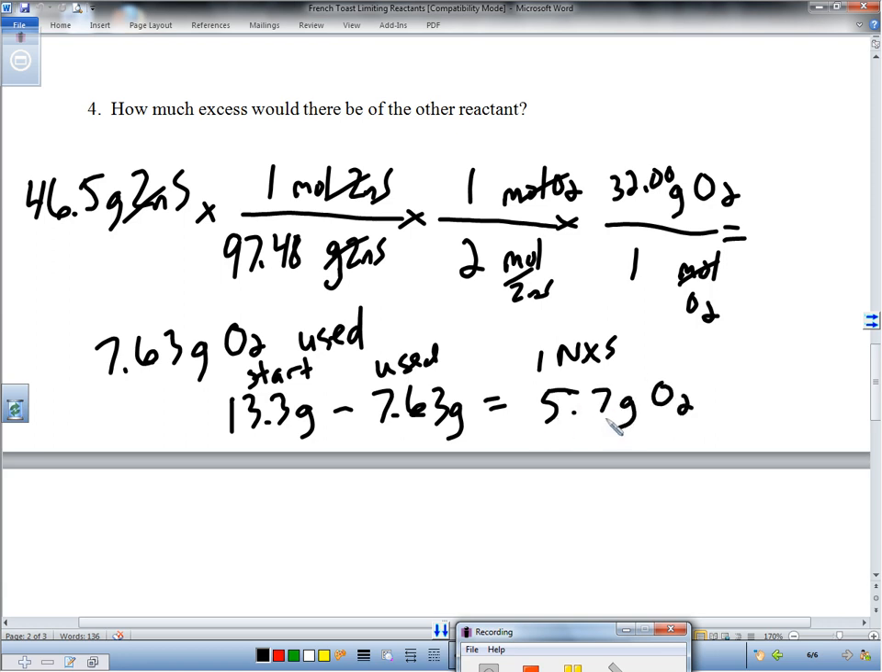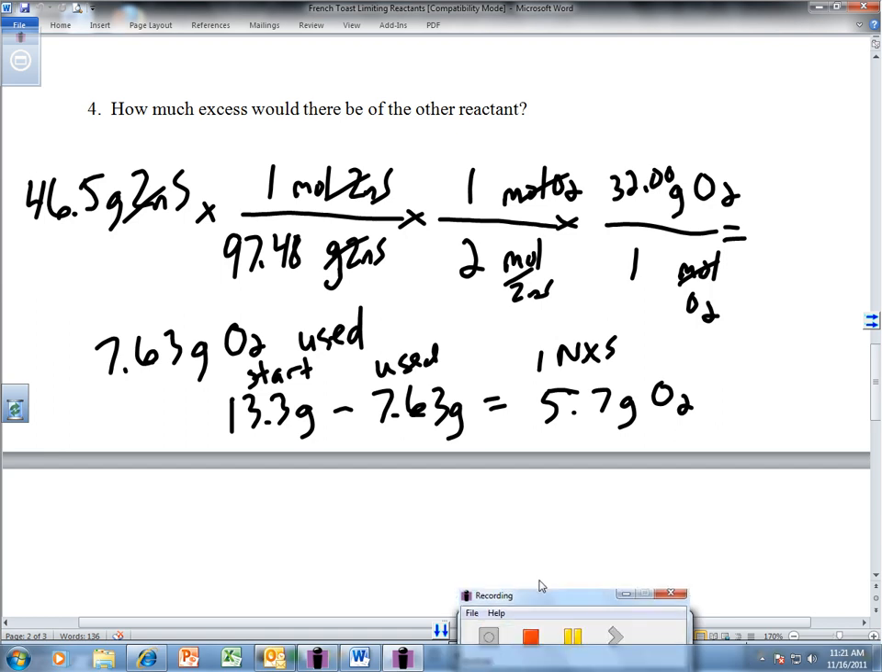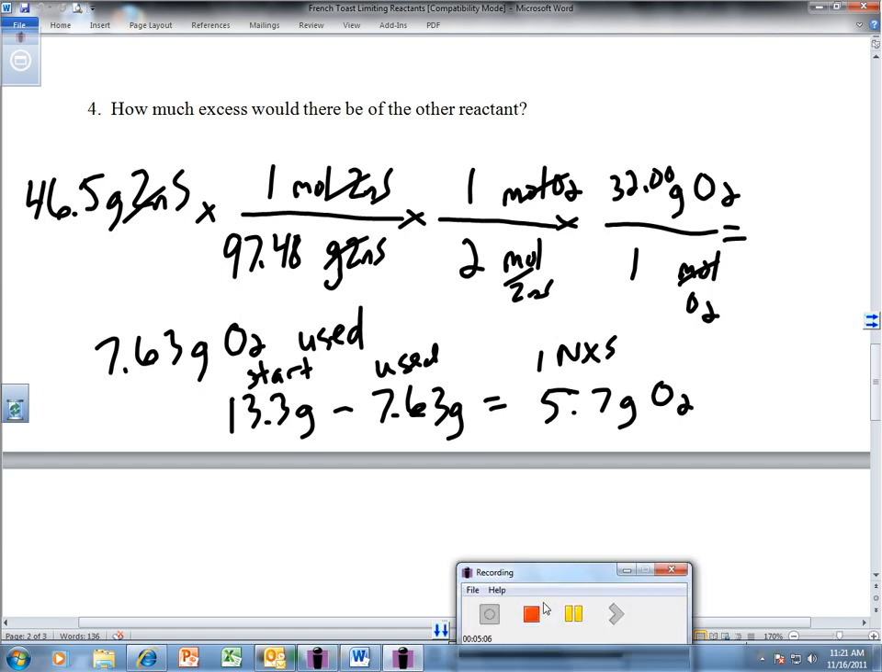The reason that it's only 1 number past the decimal is because 13.3 is only 1 number past the decimal. The 7.63 is 2 numbers past. Remember sig figs with subtracting, you can only go to the least number past the decimal. A wonderful blast from the past there with sig figs. And that is excess.